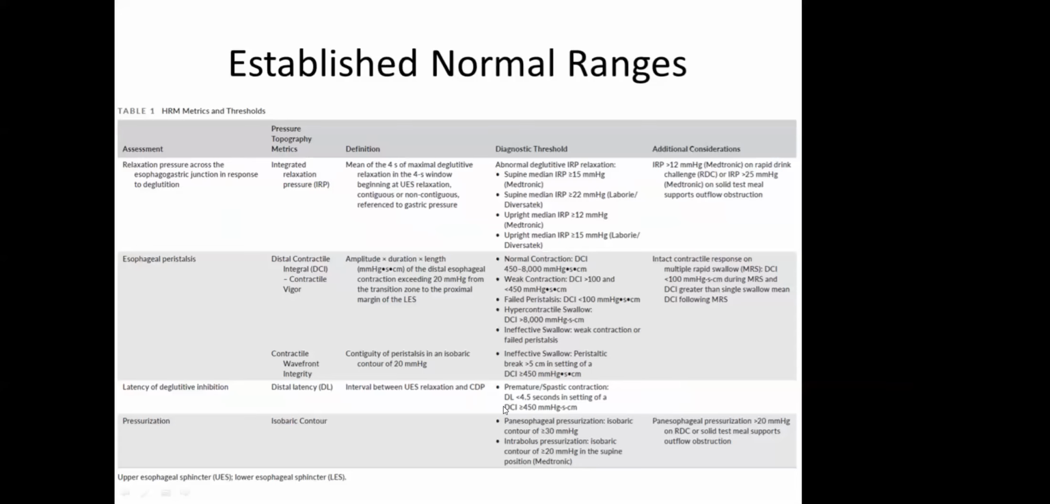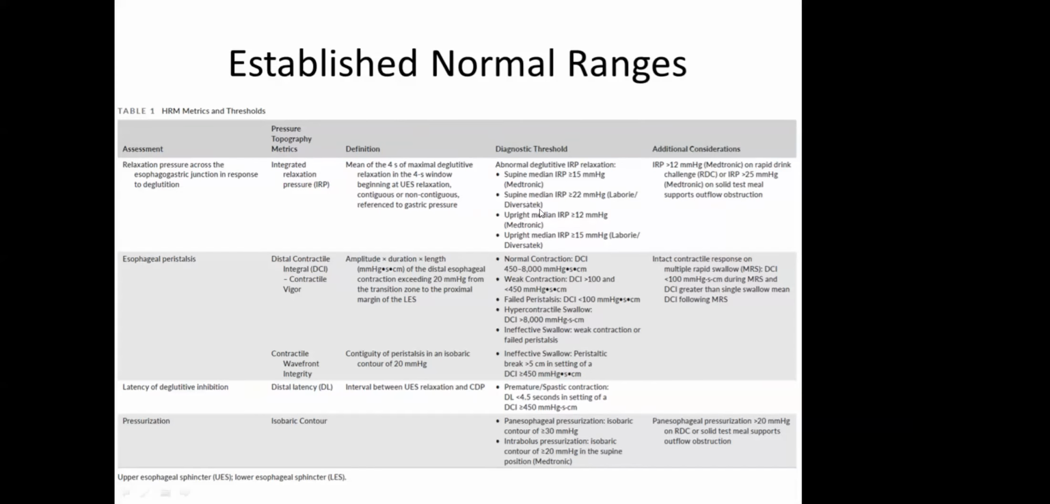The other thing that they have introduced in Chicago 4 is a new normal range. Unfortunately, MMS is not included in the metrics for IRP here, but for Medtronic and Diversitech, meaning the Sandhill system, they introduced new normal ranges for IRP for both the supine and upright position. Previously, all our normal ranges were based on the supine position. For this one, they have included the upright normal range as well.